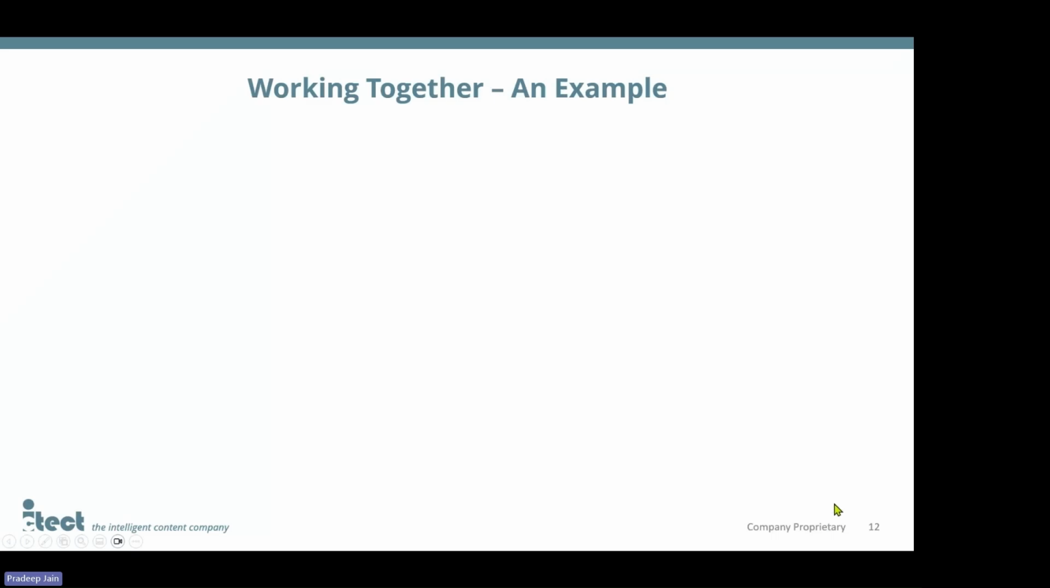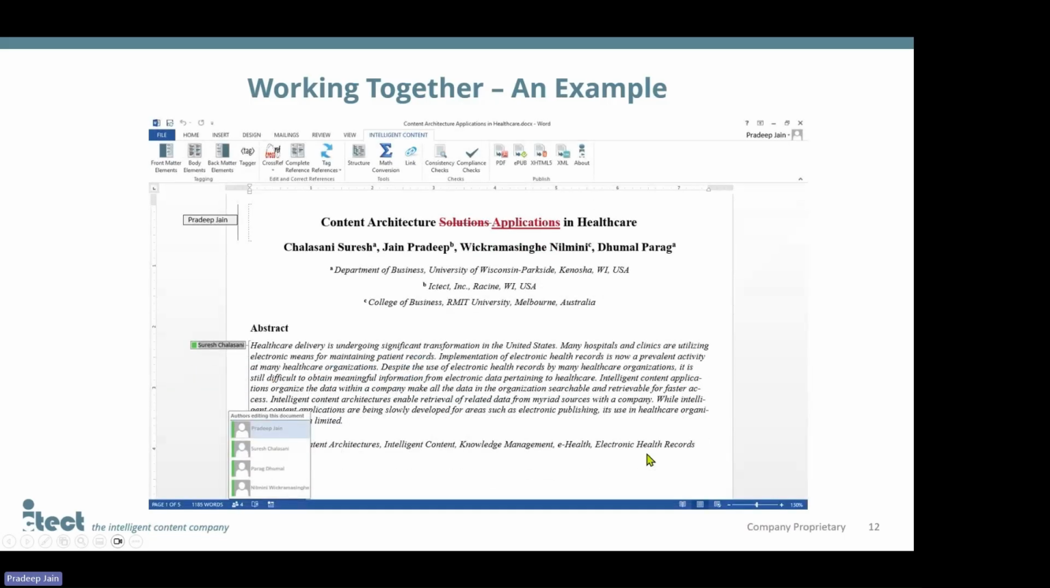Where all of us are working together: authors, editors, XML technologists, publishing specialists. So the first picture here is Microsoft Word. And as you can see, there are 4 people working in it at the same time. I'm working in this part of the document. Suresh is working on this part of the document.